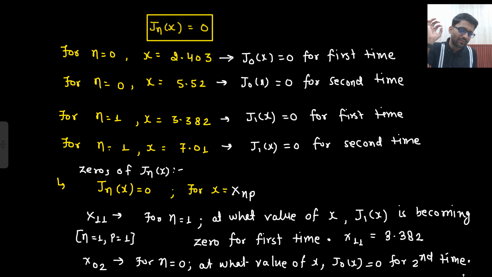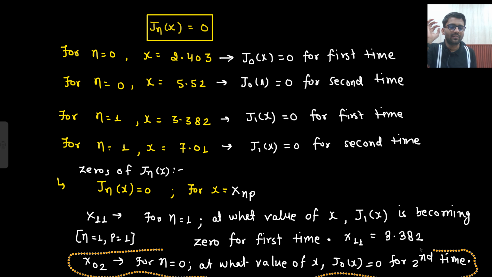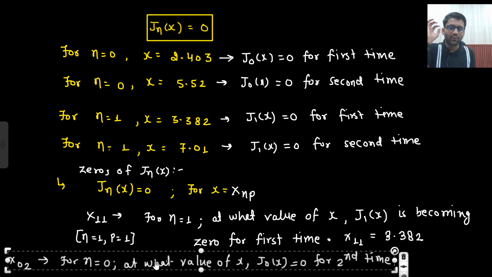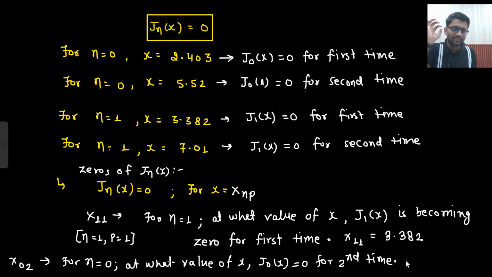Say yes or no. Did you understand the meaning of x and p? So what will be the value of x02? For n equals to 0, j0x is becoming 0 for the second time. So x02 will be 5.52.